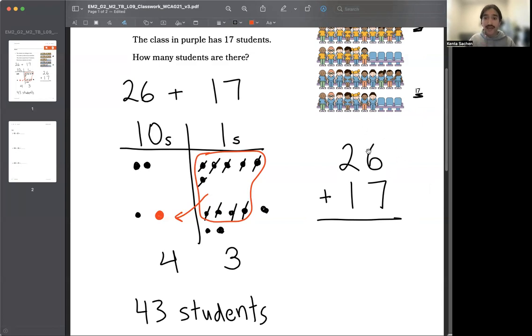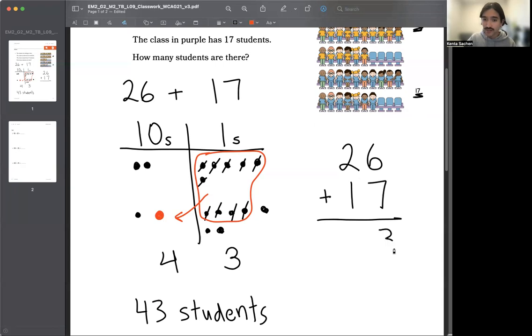We start by adding 6 plus 7, or our ones, just like we added 6 plus 7 here. And we said that they were 13, right? But we didn't write 13 here. What we did is we made 10 of them into a 1, and then we had 3 left over. Here's how we do that when we have 6 plus 7 equals 13.